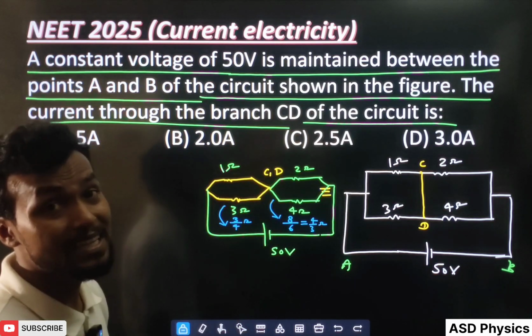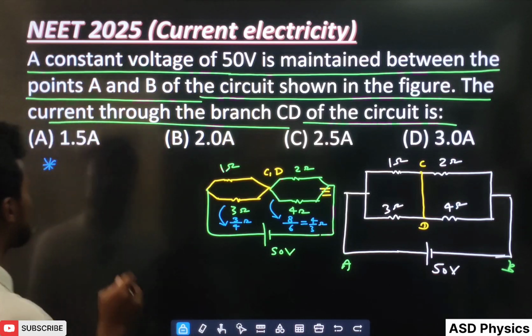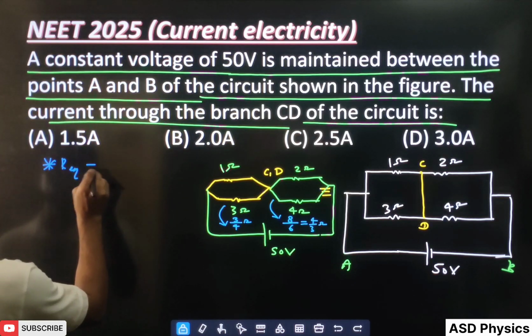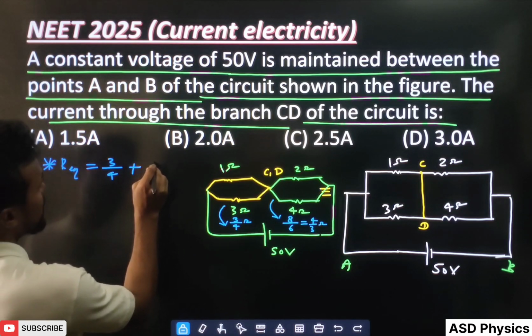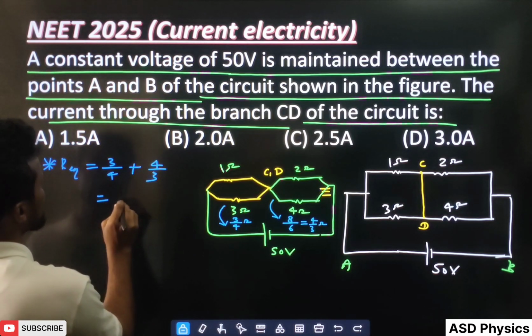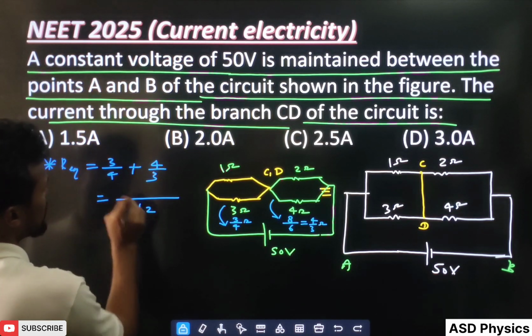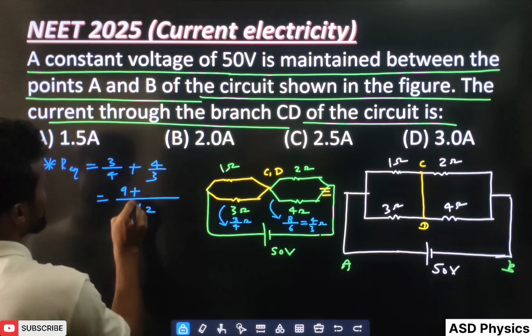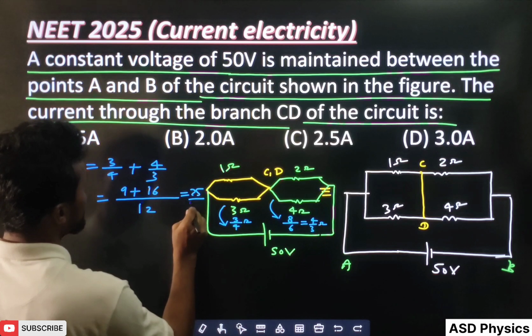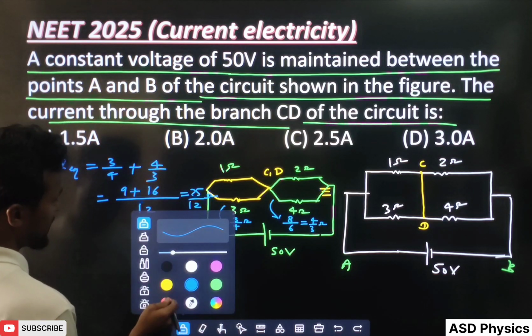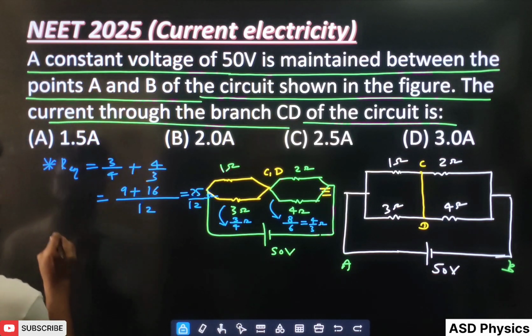And now both of them are connected in series. Is it? So this R equivalent is coming how much here? Remember, see 3 by 4 plus 4 by 3. Take the LCM please. LCM is coming 12. So 4 3s are 12, 3 3s are 9, and 3 4s are 12, 4 4s are 16. So it is coming here how much? 25 by 12 ohm. How much is coming here, students? 25 by 12 ohm. Now current.